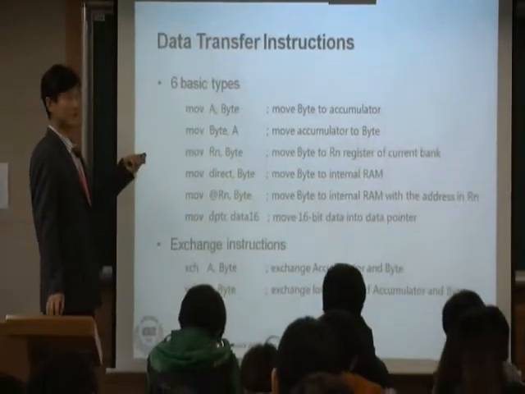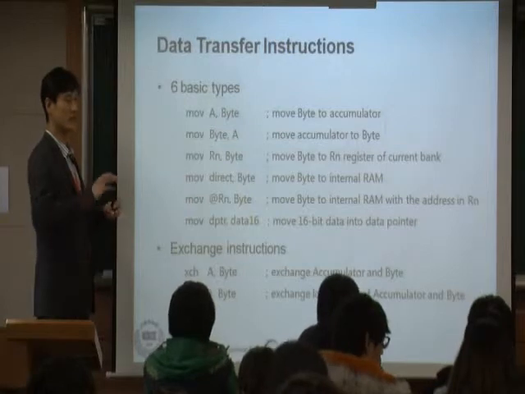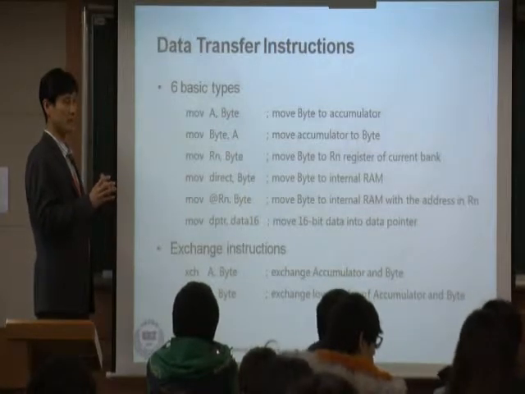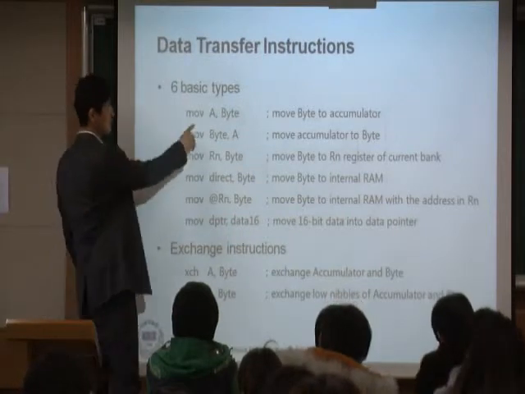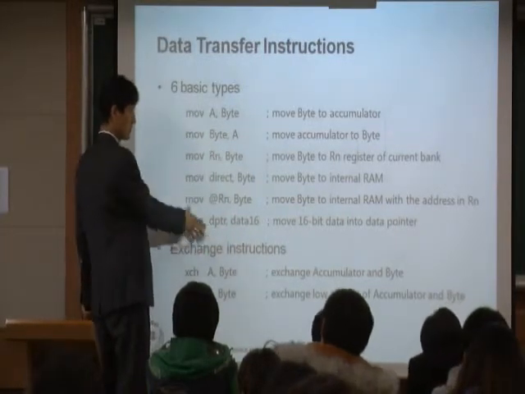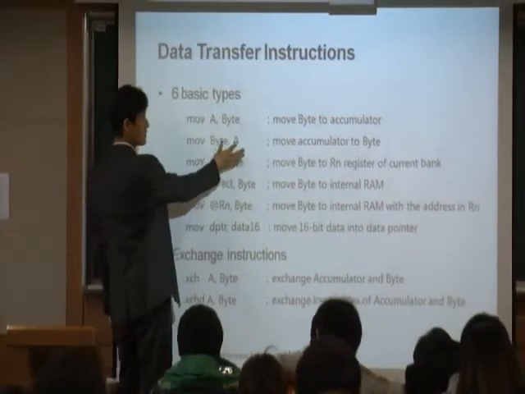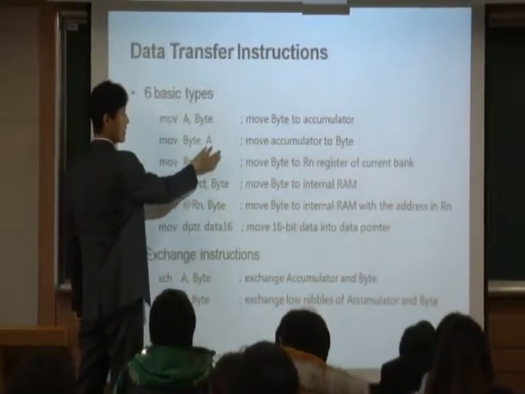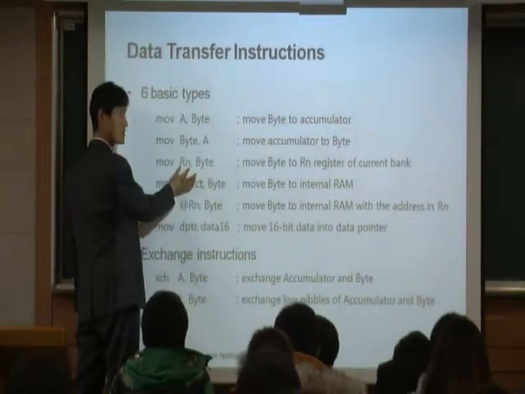For data transfer instructions, generally we have move. Move is data transfer. You are copying a value from one place to another. We have 6 basic types. All of these are move instructions. The only difference is that you're moving a byte to A, or the value in the accumulator to some registers.